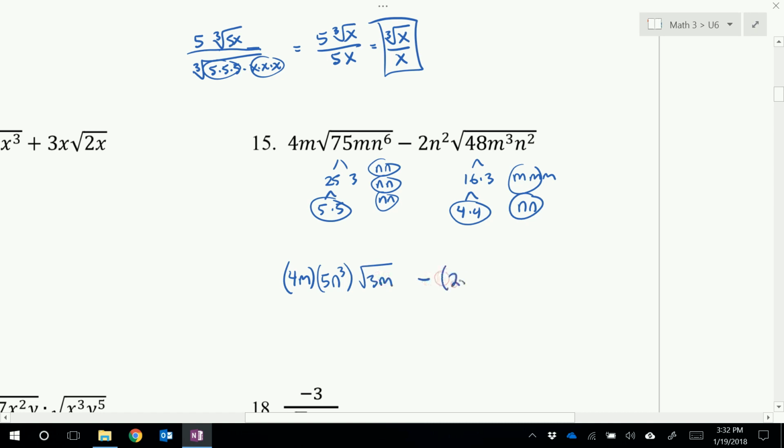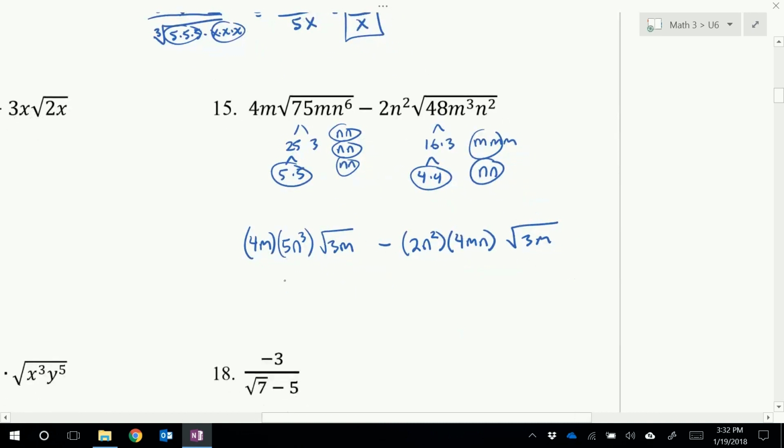Minus, we already had a 2n squared times 4mn times the square root of 3m. This gives me 20mn cubed square root 3m minus 8mn squared square root 3m. We could subtract these. 20 minus 8 is 12mn cubed square root 3m.